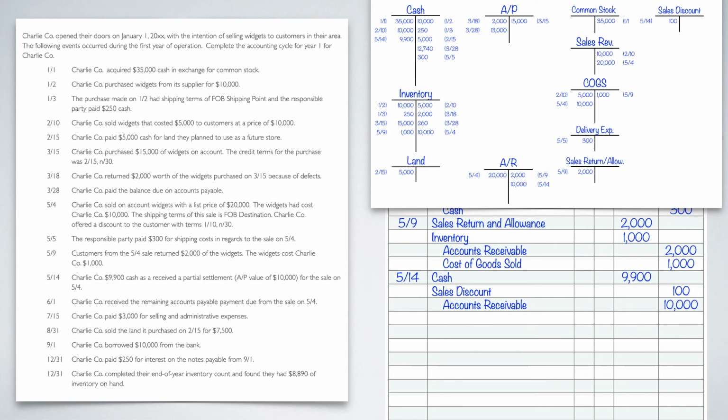It says Charlie Company received the remaining accounts receivable payment due from the 5/4 sale. So yes, they originally owed us 20,000 in AR. Then they took back 2,000, so they owed us 18,000. Then they paid off 10,000 of it, so they still owe us 8,000. And because it's after the discount period, they get no discount whatsoever. So they're going to have to pay it in full.